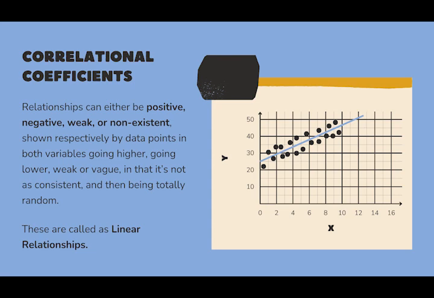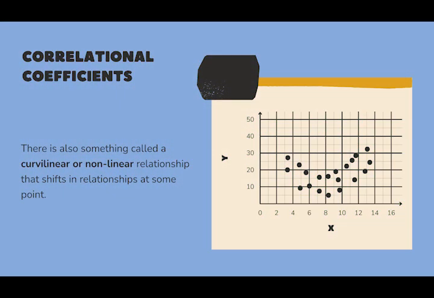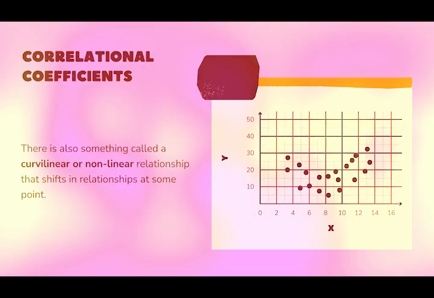is on the y-axis. Relationships can either be positive, negative, weak, or non-existent, shown respectively by data points in both variables going higher, going lower, weak or vague, in that it is not as consistent, and then being totally random. We call these linear relationships. There is also something called a curvilinear or nonlinear relationship that shifts in relationships at some point.